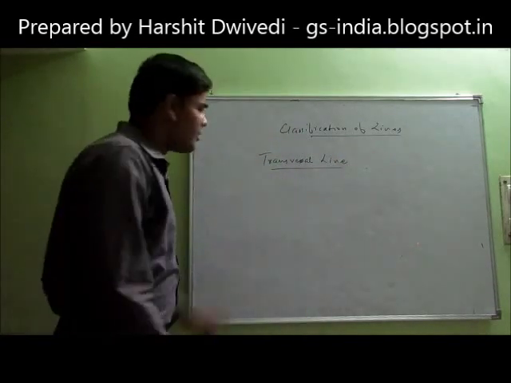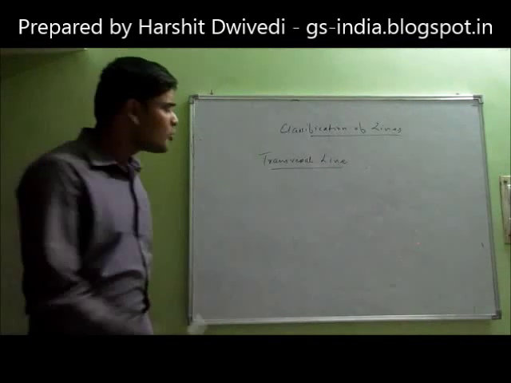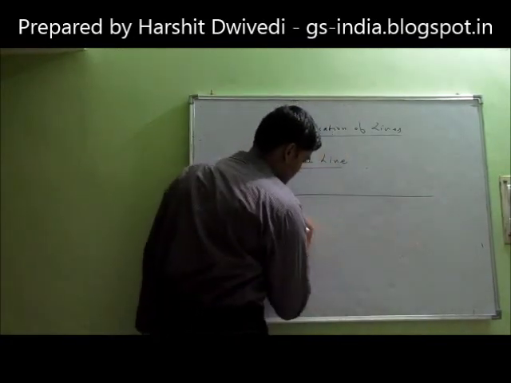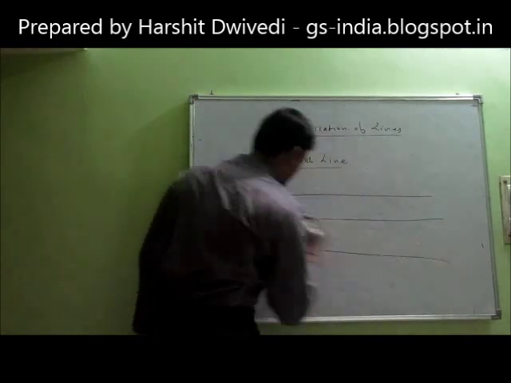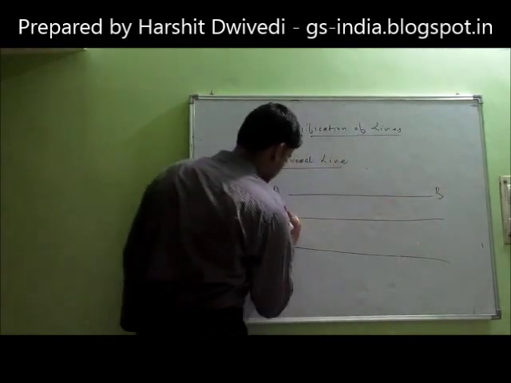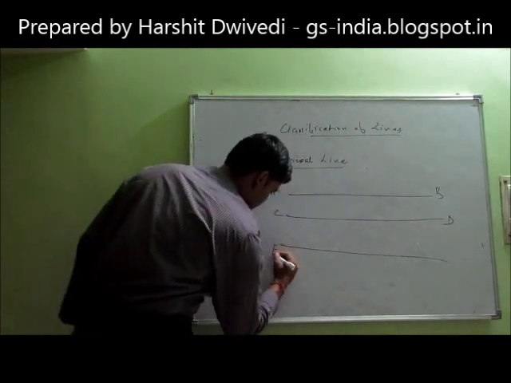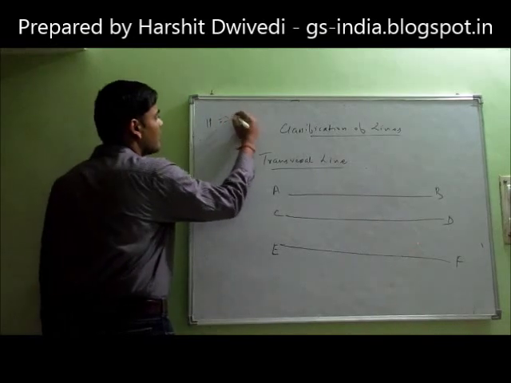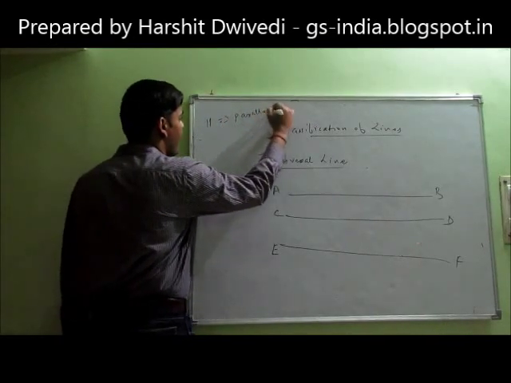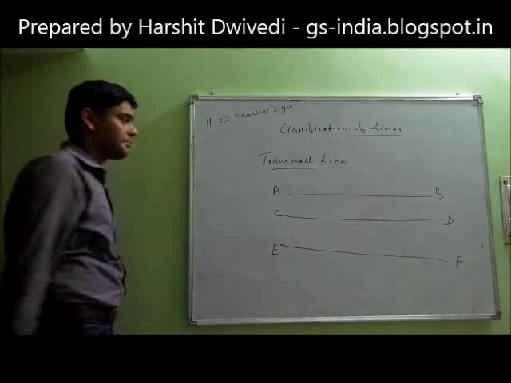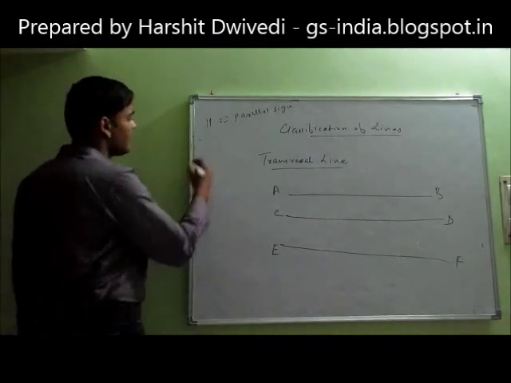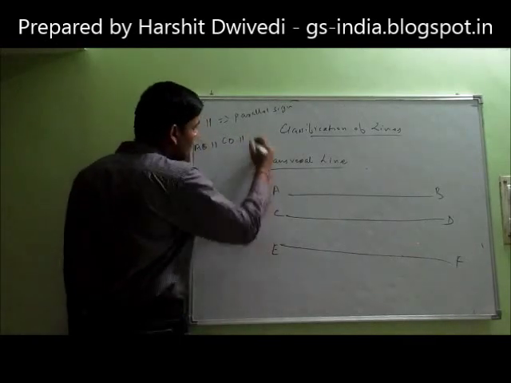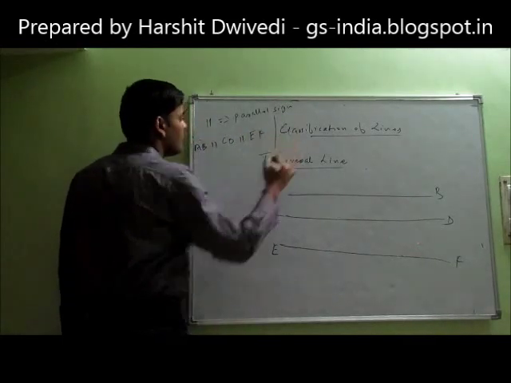Transversal line. Now, for transversal line, I need to draw first three parallel lines. Suppose these are three parallel lines, AB, CD, EF. Now these three lines are parallel to each other. This is the sign of parallel. So I can write that line AB is parallel to line CD is parallel to line EF. This is what I have written.